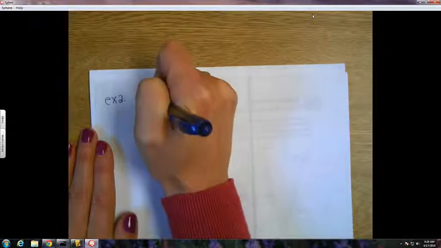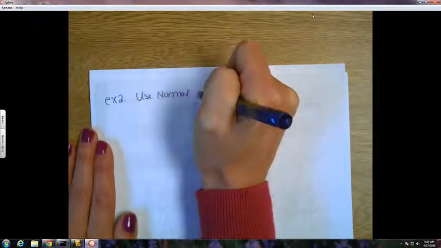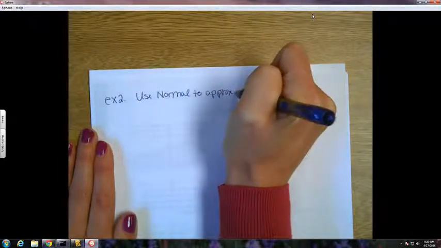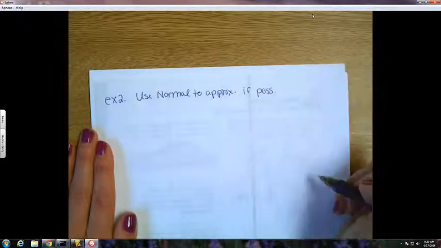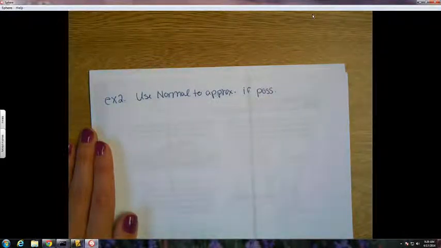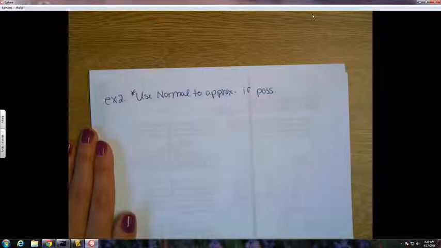So example 2. Use the normal to approximate the binomial, if possible. If it's not possible, use the binomial stuff. I'm not going to write all that down. This one phrase here tells me that's that 3-step process I'm going to show on the test. So there's lots of points in that problem. I'm not going to skip any of the 3 steps.